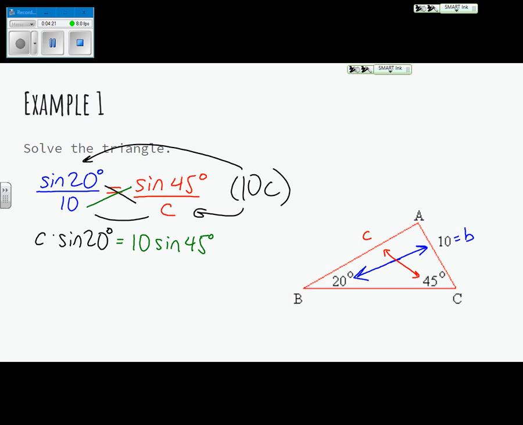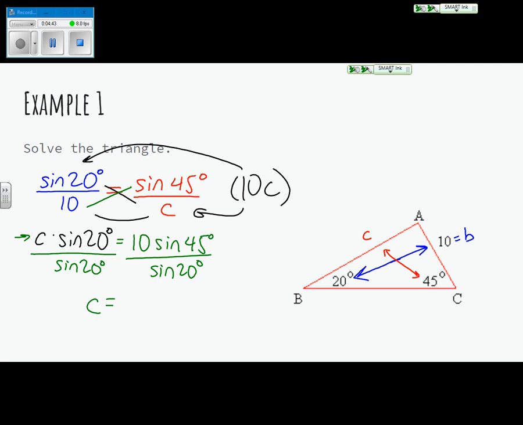But you can kind of see where I need to go from here. I'm just wanting to solve this for c. And so the opposite of multiplying by sine of 20 degrees is dividing by sine of 20 degrees. And whatever I do on one side, got to do on the other. And that will break all the way down to give me what my c is equal to.